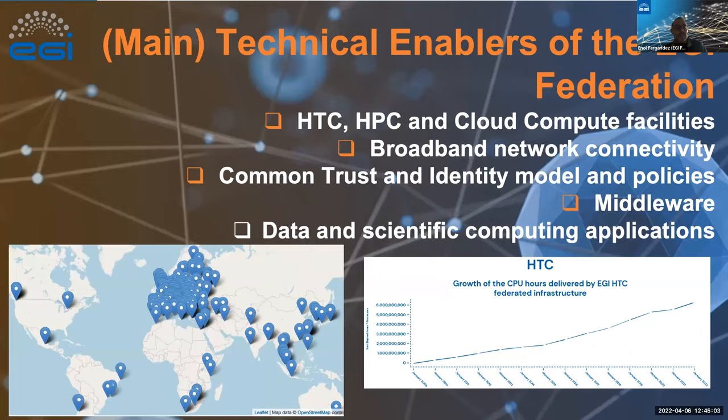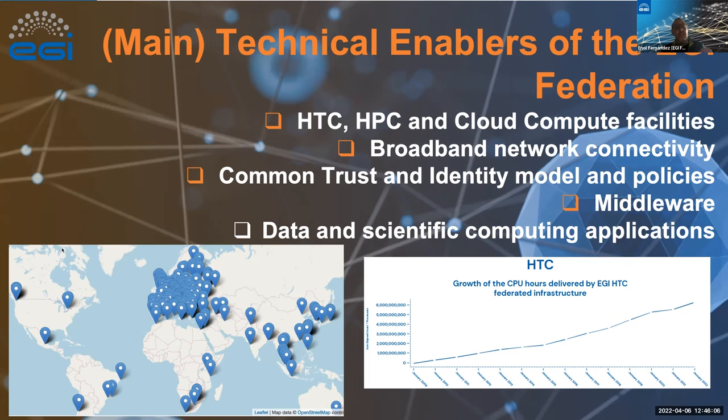EGI may not be familiar to you, as most of the people here are from the US. EGI is a federation in Europe that tries to deliver advanced computing solutions for research. We have high throughput computing, high performance computing, and cloud computing facilities, mostly in Europe, but we cooperate with the rest of the world. You can see here a map of the different data centers we have some connection with. Although the US is empty there, it's because that's mostly managed by OSG, but we do collaborate with OSG and have links there. We have the broadband network connectivity provided by GEANT, the European research network. On top of that, we create a common trust and identity model and policies, develop middleware to use these services, and support the execution of scientific computing applications and the analysis of data.